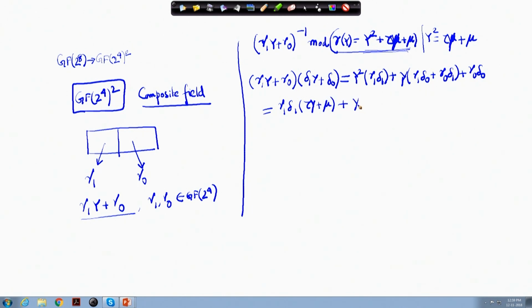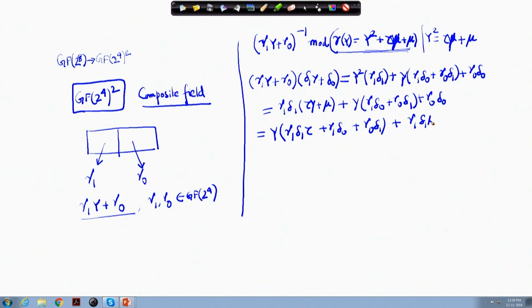And then you have y into gamma 1 delta 0 plus gamma 0 delta 1, plus gamma 0 delta 0. Now if I combine and bring the coefficients of y to one place, I have gamma 1 delta 1 tau plus gamma 1 delta 0 plus gamma 0 delta 1, plus the constants, which is gamma 1 delta 1 mu plus gamma 0 delta 0. This is what we have when we do this multiplication.